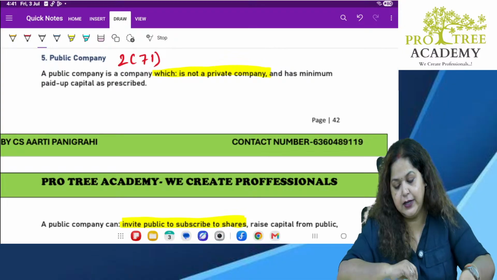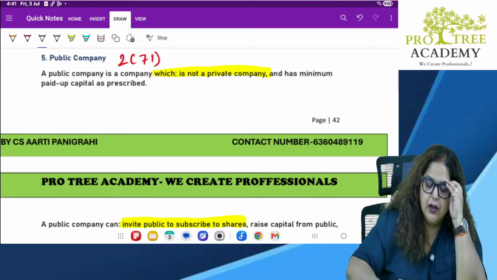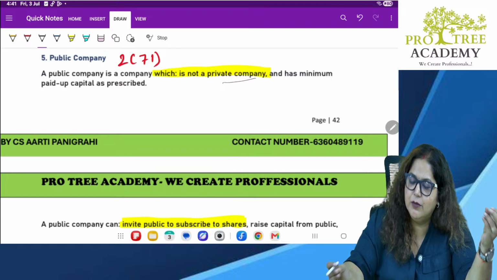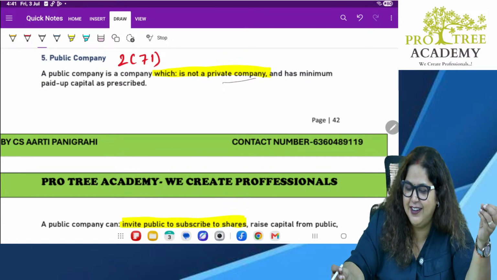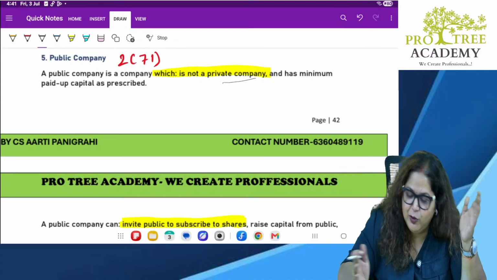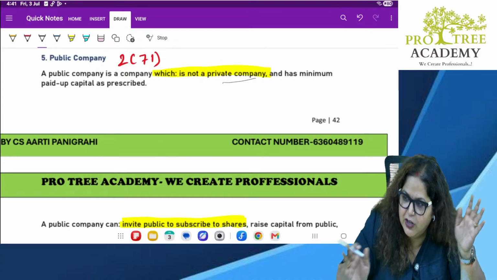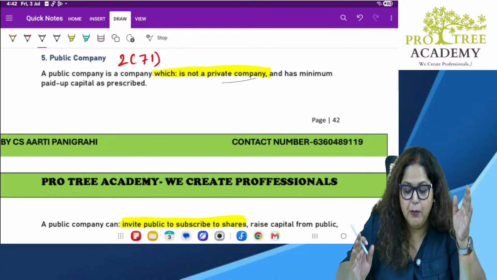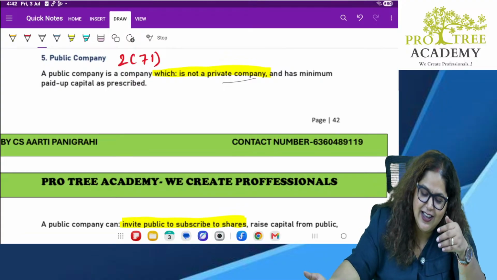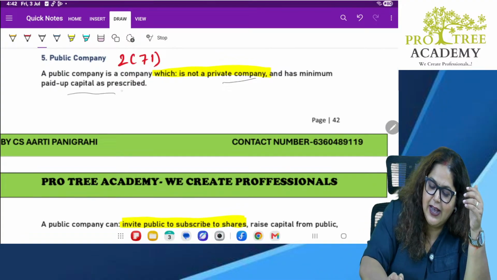Section 2, subsection 71. A public company is a company which is not a private company. What a simple definition. A beautiful definition, madam. We will never forget this definition. A public company is which company? Which is not a private company and has a minimum paid up share capital as prescribed.